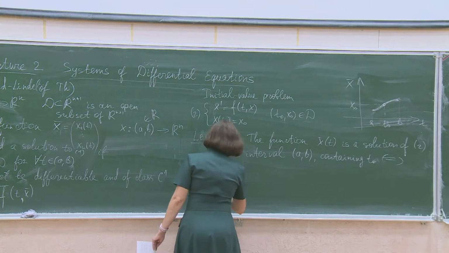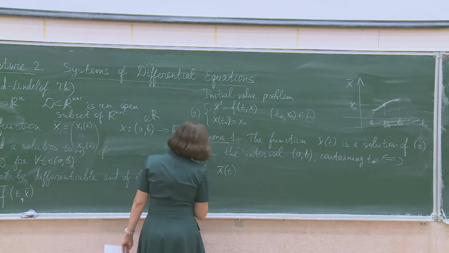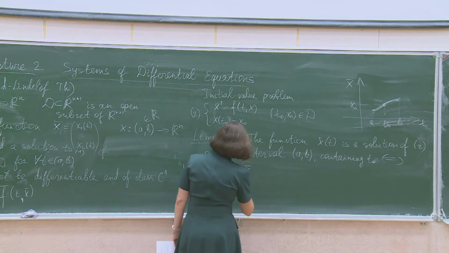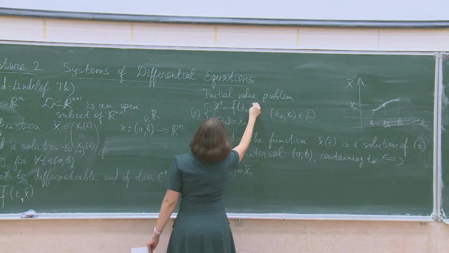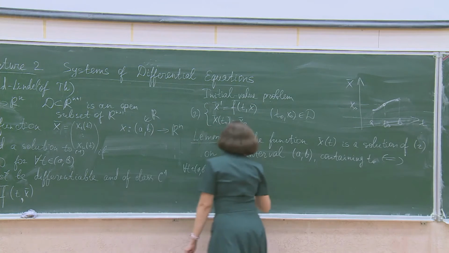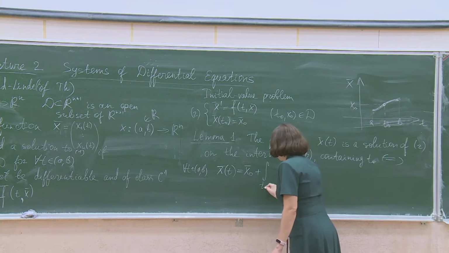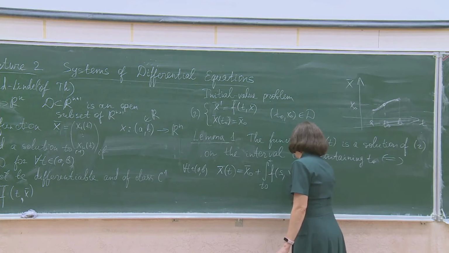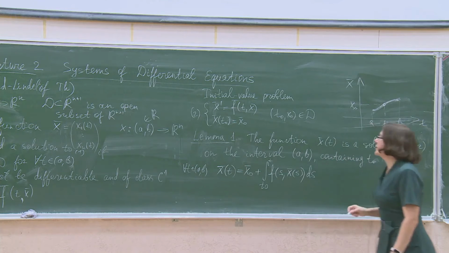x of t, for any t from the interval AB, x is equal to x0, so let it be bar, plus the integral from t0 to t of f of s, x of s, ds.